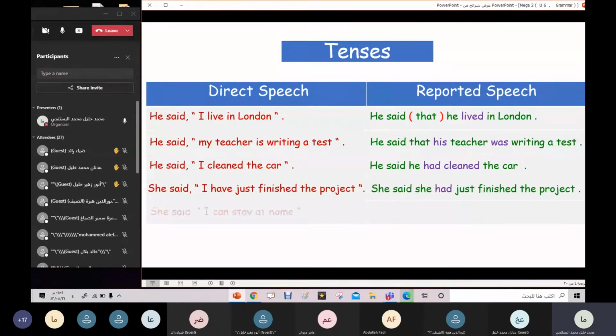Look at the last sentence. She said, I can stay at home. Here we have a modal, can. She said I could stay at home. Good. She said that she could stay at home. You realize I changes into she and can changes into what? Could.